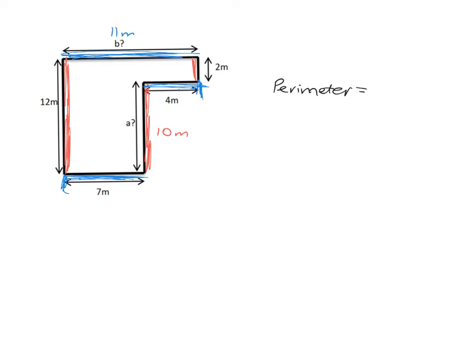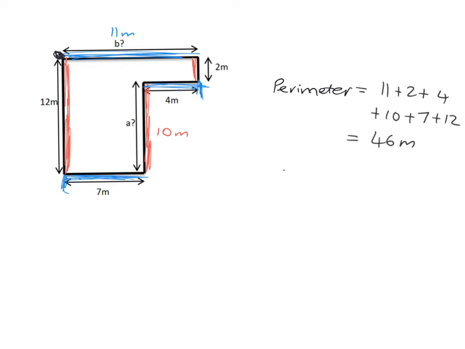And so what is our perimeter? Well, let's start over here and just go walking. We'll do 11 plus 2 plus 4 plus 10 plus 7 plus 12. And if we add all those up, we're going to get 10, 20, 33, 35, 39, 46 meters as our answer.